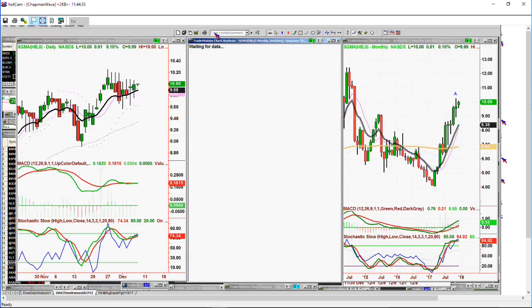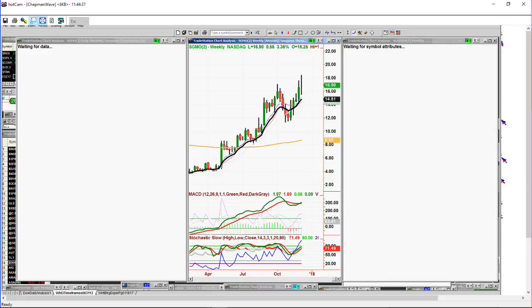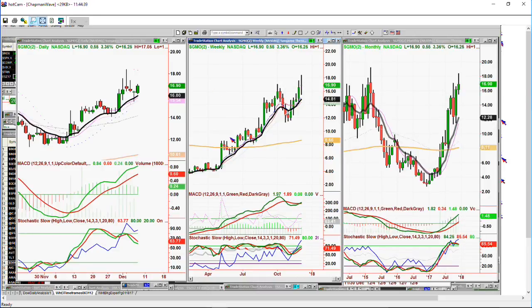SGMO. Oh, the monthly chart looks the same. You know what? It's almost the same thing. It's at 16.90, up 55 cents, and this is Sangamo Therapeutics, I guess. If you're holding it, just keep holding it.